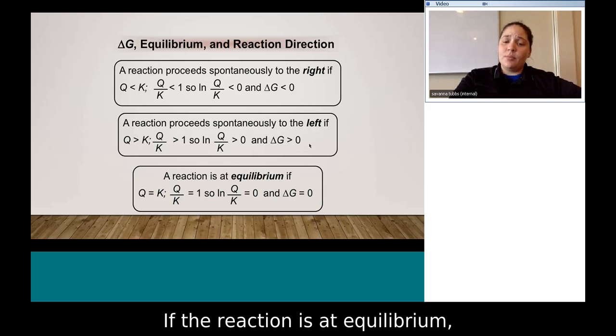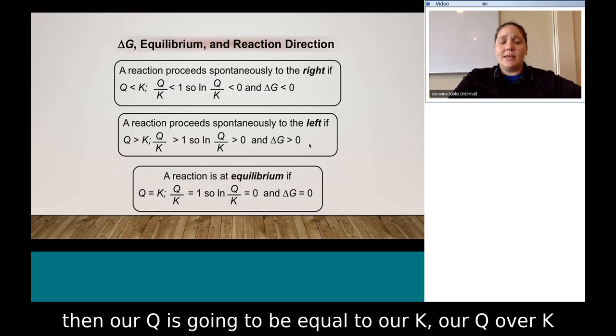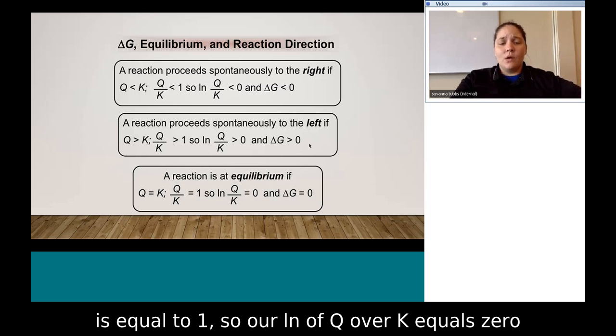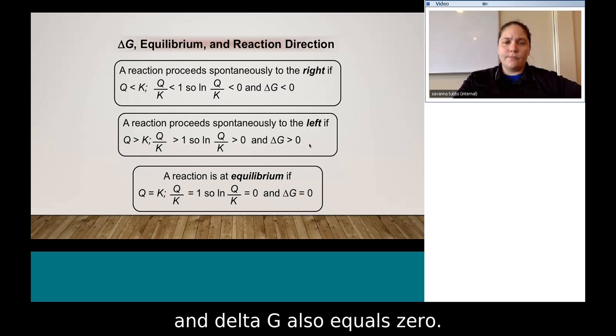If the reaction is at equilibrium, then our Q is going to be equal to our K. Q over K is equal to 1, so the ln of Q over K equals 0, and delta G also equals 0.